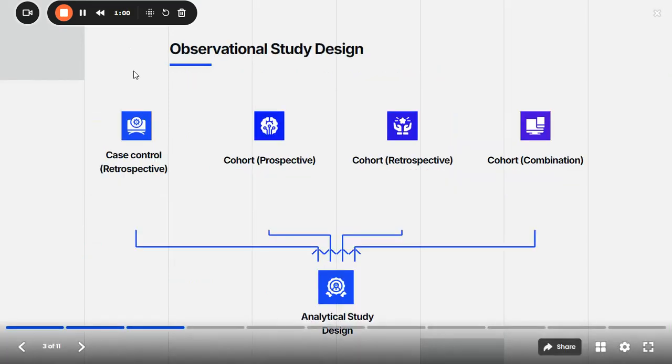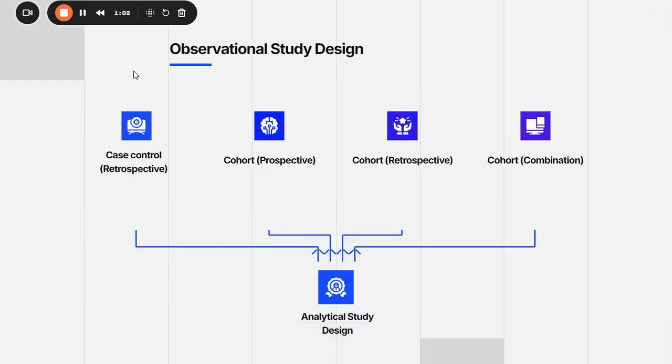So in the previous presentation, we discussed that a study design can be divided as either an observational or an experimental study design. And by now, I'm sure you are aware that analytical study design is a part of observational study design. The analytical study design can be further divided into case control and cohort studies. The case control study is also known as retrospective study design because in this, the researcher is taking the individuals back in time to check about their exposure or certain practices.